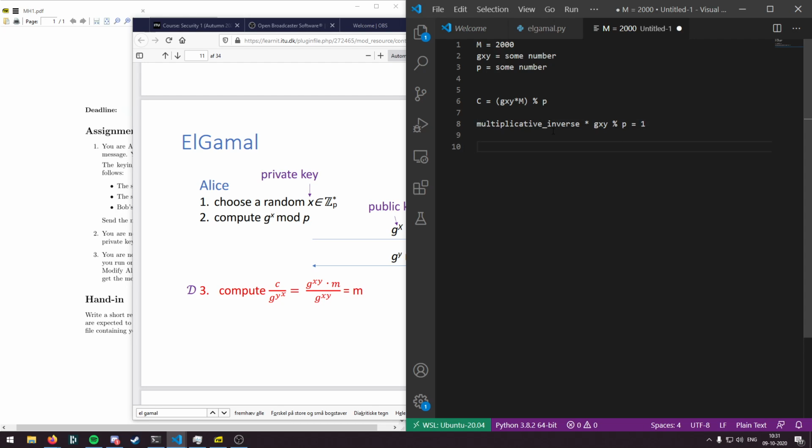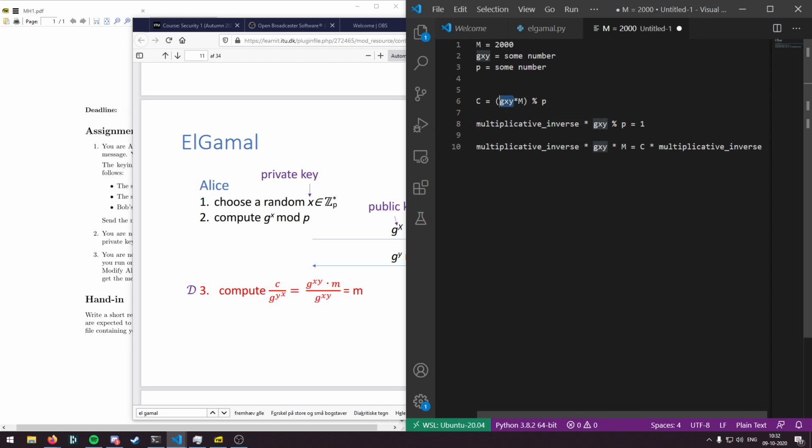Because when we now have a number, the multiplicative inverse times g^xy, times m, now you can see that this is equal to the multiplicative inverse times c, right? So we have c up here, which is g^xy multiplied with m, all under modulo p, and we want to recover m, right?